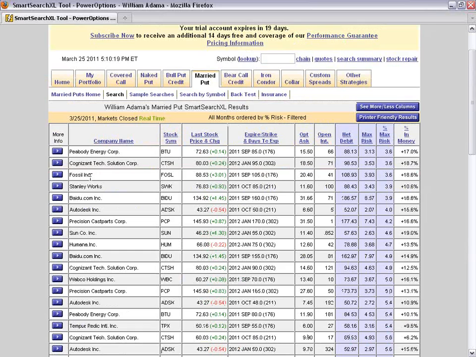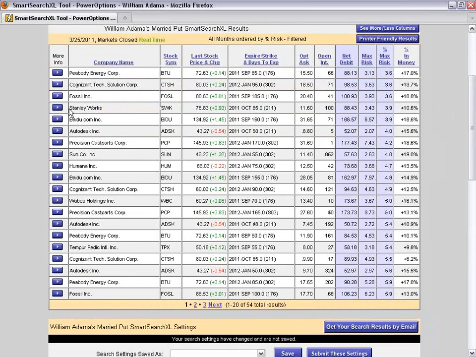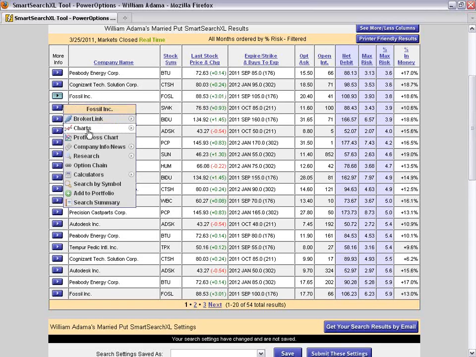I'm going to pick on Fossil because I buy their products and I like the stock. And I'm ashamed that I let myself get closed out of the stock at 35 back in August and didn't hold it to where it's at 88.53 right now. Anyway, let's not get into personal stuff.